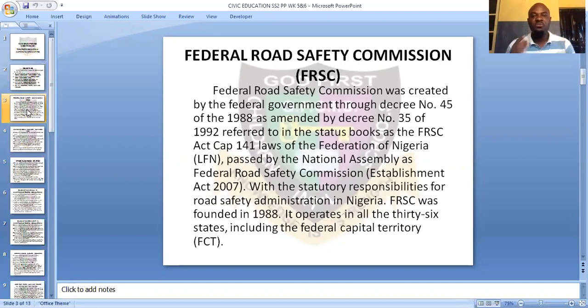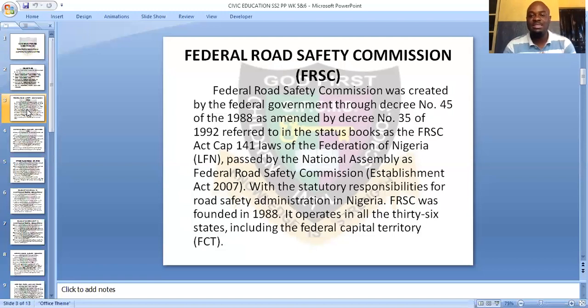All right. The Federal Road Safety Commission (FRSC) was created by the federal government through decree number 45 of 1988, as amended by decree number 35 of 1992, referred to in the statute book as the FRSC Act Cap 141 Laws of the Federation of Nigeria (LFN), passed by the National Assembly as the Federal Road Safety Commission Establishment Act 2007, with the statutory responsibility for road safety administration in Nigeria.